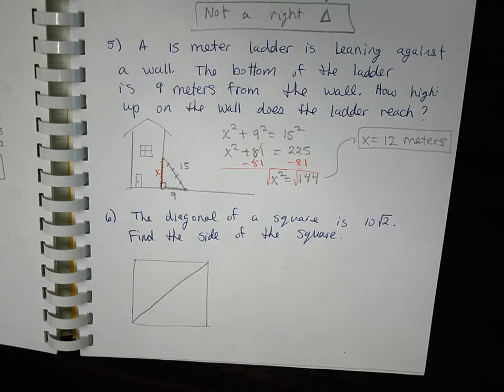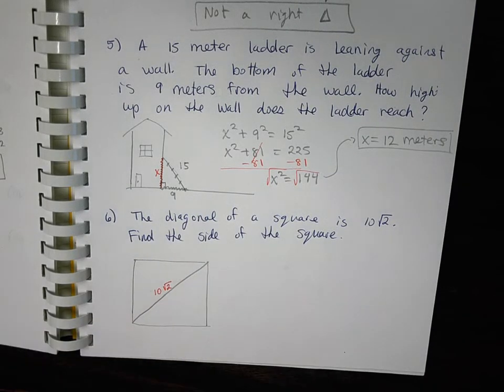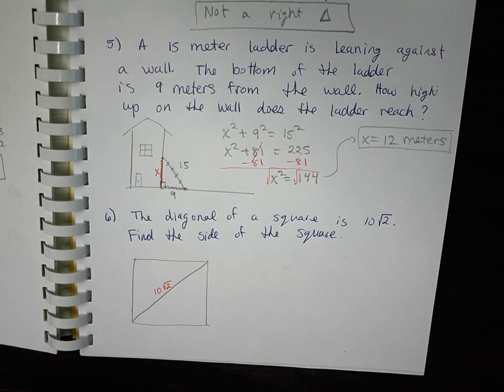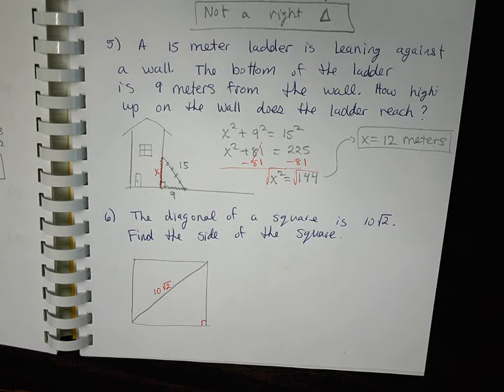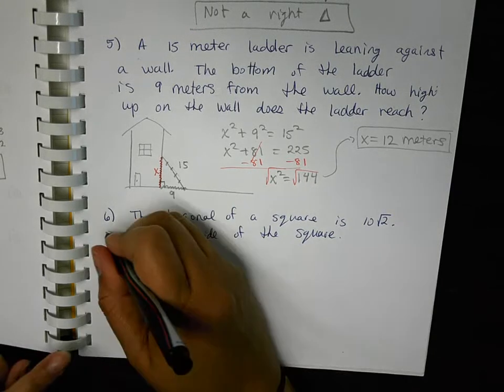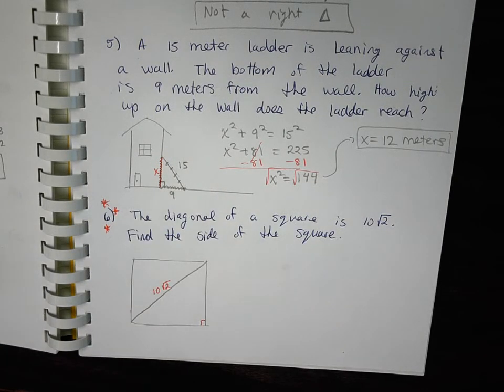Okay, where does the 10 root 2 go? On the side of the square or along the diagonal? Diagonal? Oh, what's in this corner right here? All right, how am I going to find the side length? Anyone? Any thoughts? Do I have enough information to use Pythagoras theorem? I'm going to put a star by this one because this is an important one to know. That's a little trickier than the other ones we've done so far, and kids do struggle on this one.